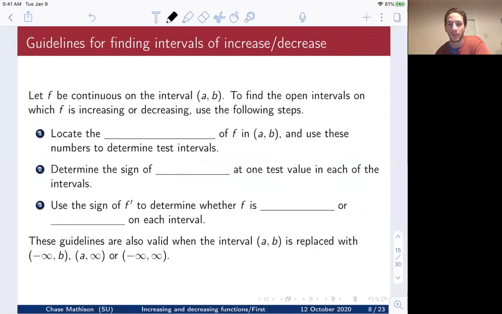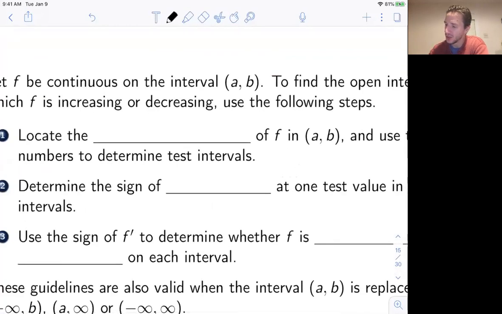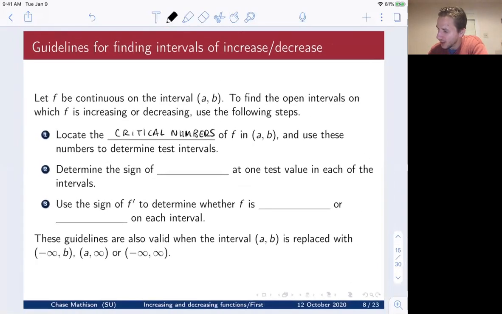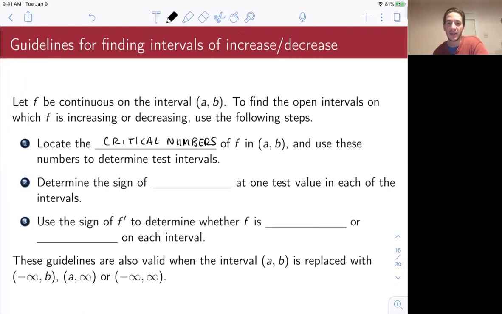Okay, so step 1, locate the critical numbers of f in the interval a to b, and then we're going to use these to determine test intervals. I'll show you what I mean by that in an example problem in a second. But locating critical numbers is critical here.